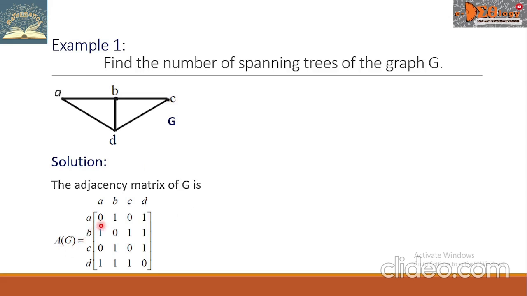So for the first element, we write 0. This is for AA. There is no loop for A. That's why this is 0. Next, AB, we write here 1. There is an edge connecting A and B. Next, AC, we write here 0. There is no edge connecting A and C. Next, for AD, we write here 1 because there is an edge connecting A and D, and so on and so forth.